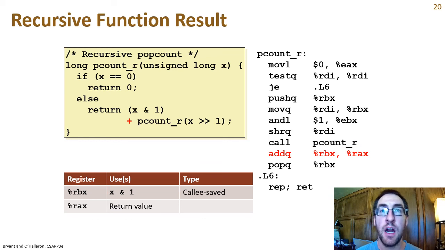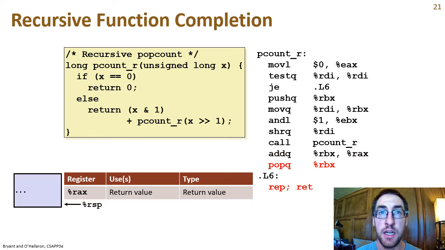We add the value in RBX to the return value of the recursive call and put the result into the RAX register to return it. We have to restore the previous value of RBX from the stack, and then we can return. You may like to walk through a small example and try to keep track of the values in the stack and registers. For example, try to track through what happens when pcountr is called with an initial argument of 4.